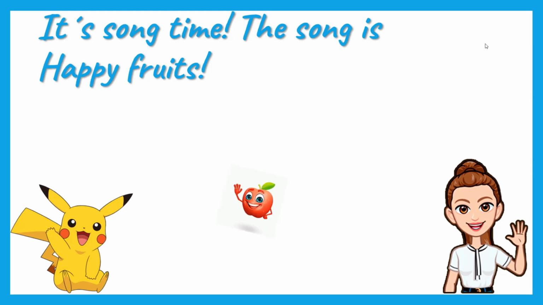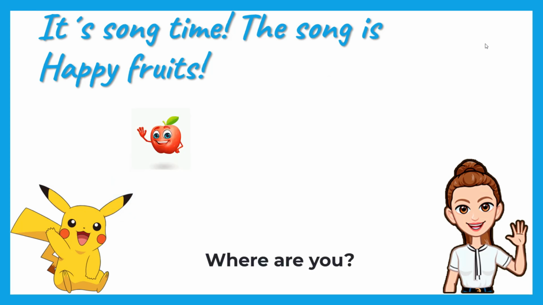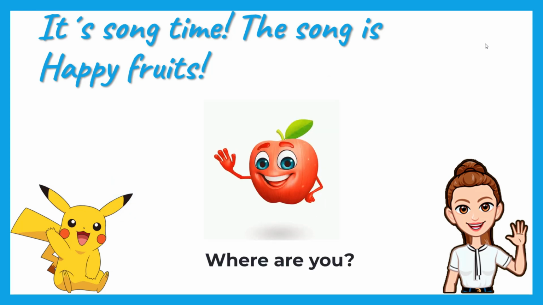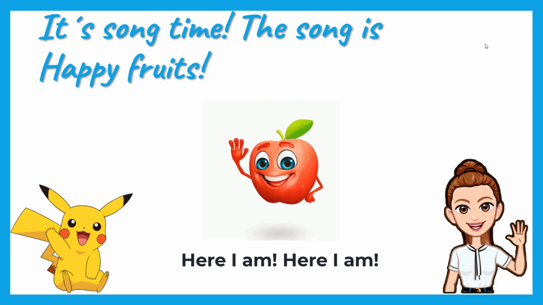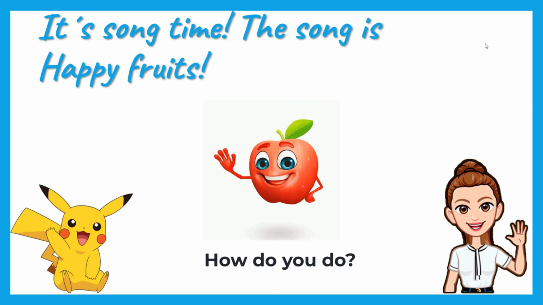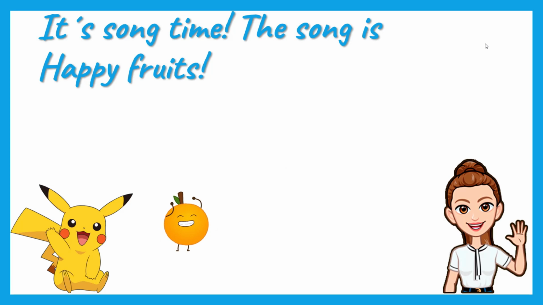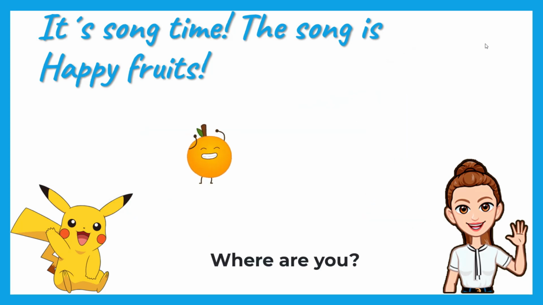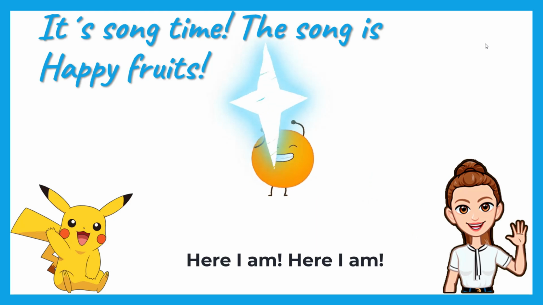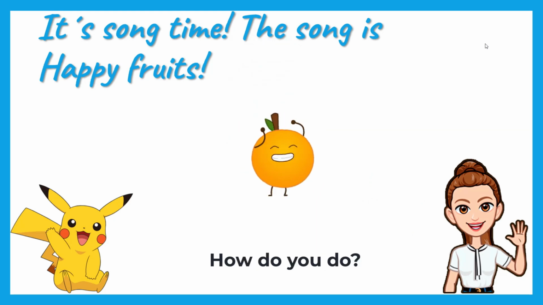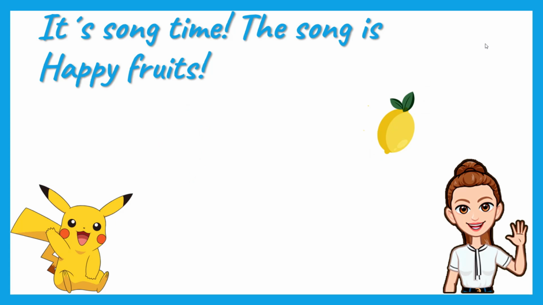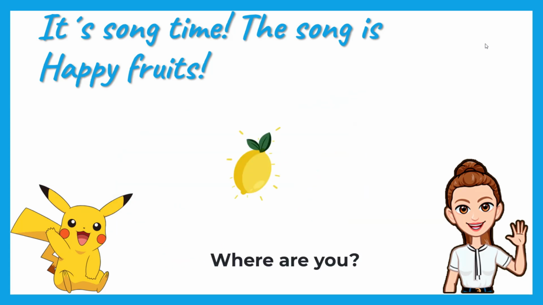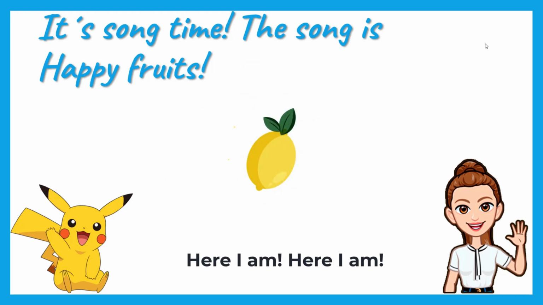Apple, apple, apple, apple, where are you? Where are you? Here I am, here I am. How do you do? Orange, orange, orange, orange, where are you? Where are you? Here I am, here I am. How do you do? Lemon, lemon, lemon, lemon, where are you? Where are you? Here I am, here I am.